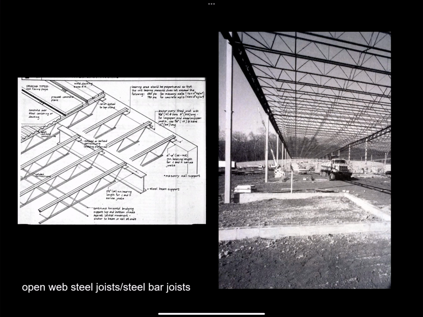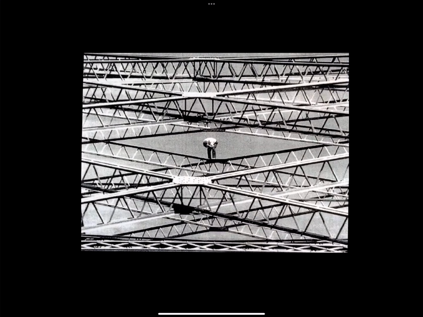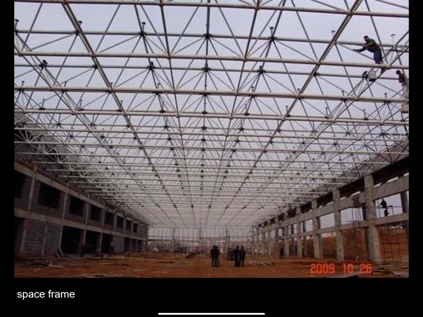What you see in both of these images are what we would call one-way systems, in which all the trusses go in one direction. We could also use open web steel joists in two-way systems, where we run these trusses in two directions, which is what you see here. That is not the same as this, which is a continuously triangulated thick plane, and it's continuously triangulated in both directions.